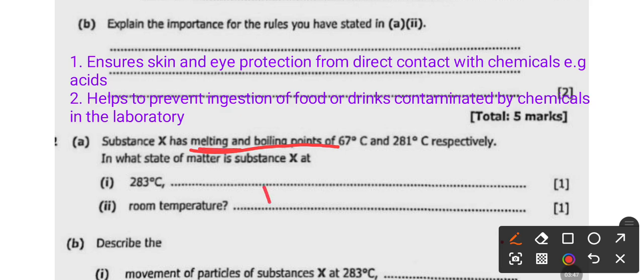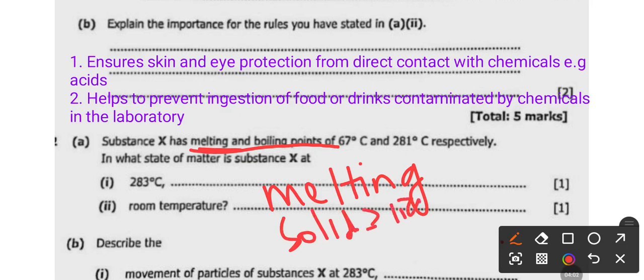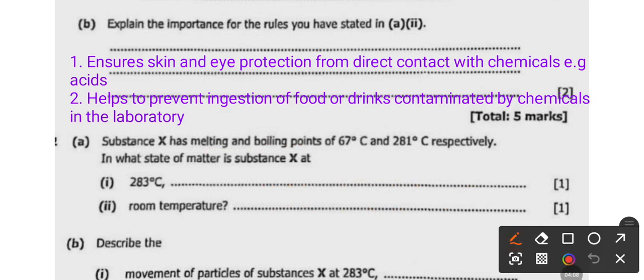We know that by definition, melting point is the fixed temperature at which a substance changes its state from solid to liquid. Here we are told that the melting point of substance X is 67 degrees Celsius. So this means that at any temperature below 67 degrees Celsius, substance X exists in solid state.